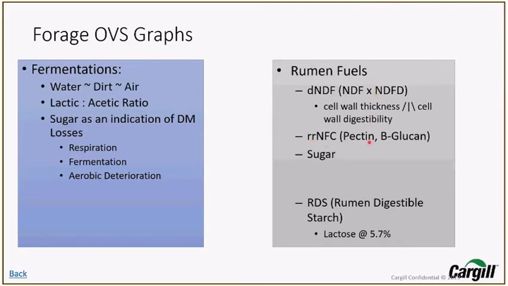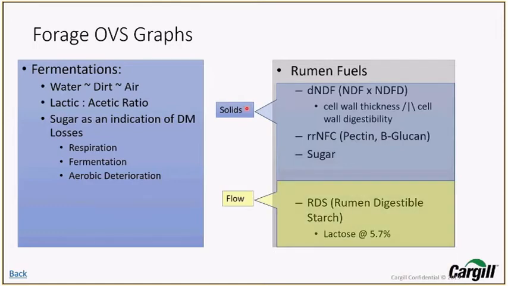Rumen residual MSC is our pectin and beta glucan. That's the cell wall lining that we saw in the picture in the previous segment. And then the sugar that's inside the cell wall. And then the starch, the rumen digestible starch, is going to produce lactose, and that's going to give us our milk flow. So these produce the solids, the protein and the fat. This is a result that really determines what the flow of milk is going to be.